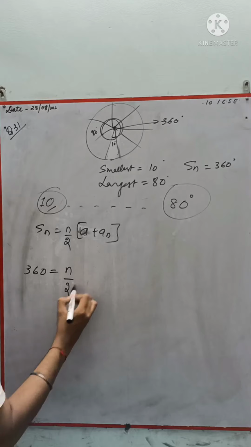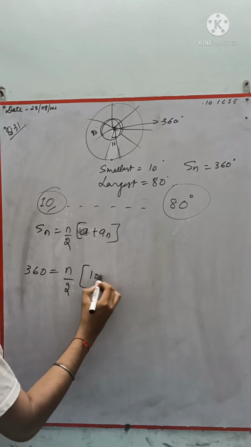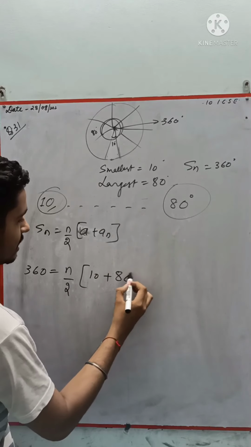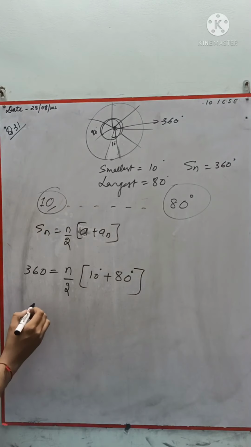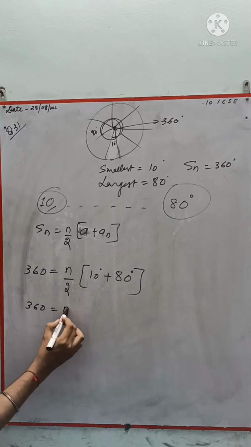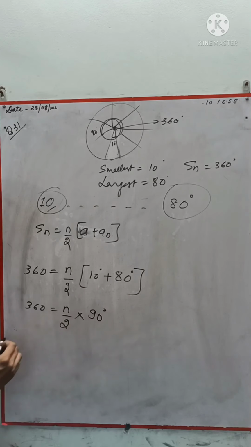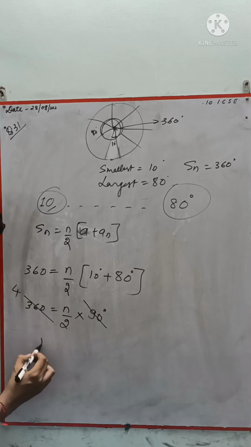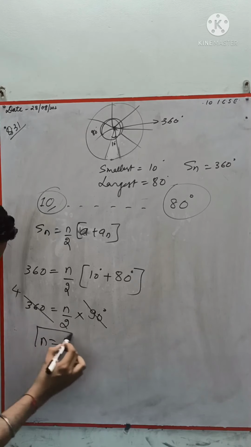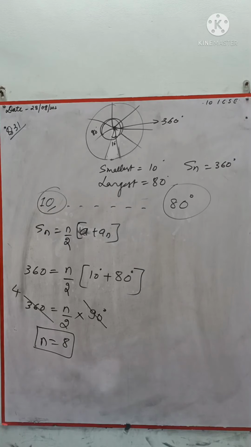We have a is 10 and an is 80 degree. So 360 is equal to n upon 2 into 10 plus 80, which is 90 degree. This 90 can be easily cancelled with 4. Take this 2 here, so n is equal to 8. This says that the circle is divided into 8 sectors.